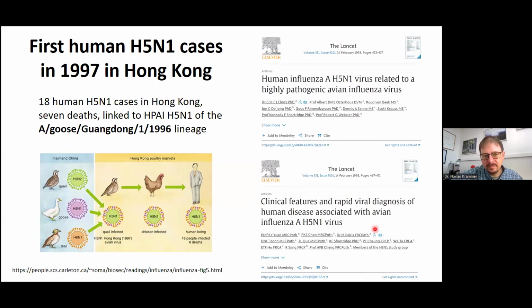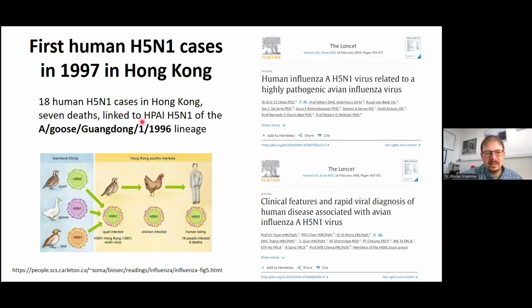Actually, 7 of these people died. And they found out quickly that this was caused by a highly pathogenic H5N1 virus. So this was circulating there in chickens. People went to wet markets, interacted with, maybe bought chickens there, and then got infected. And some people got severely sick and unfortunately died.